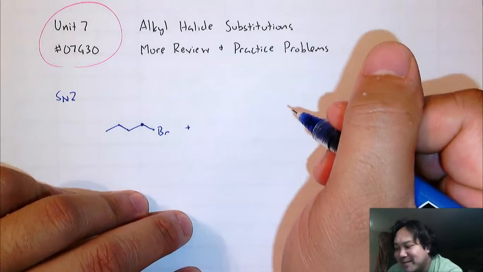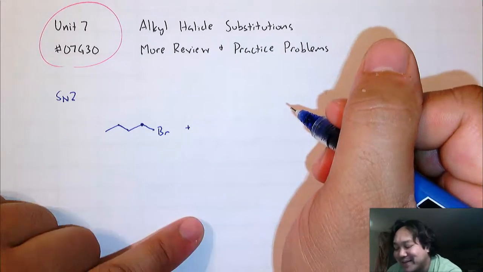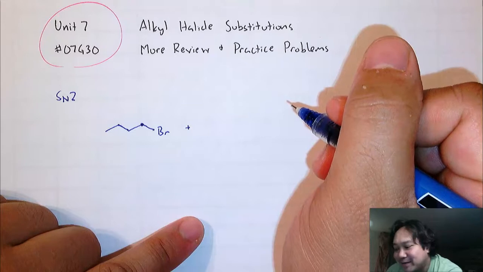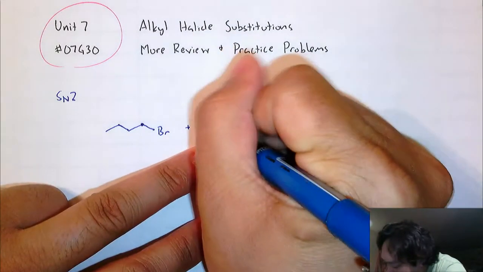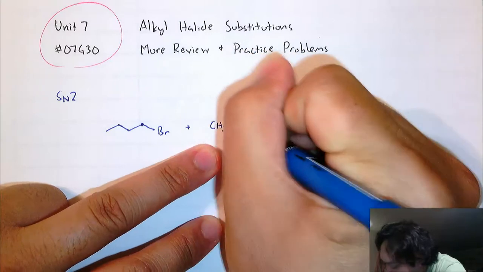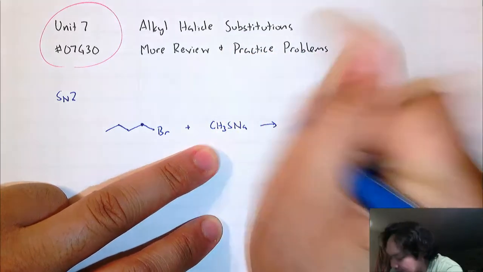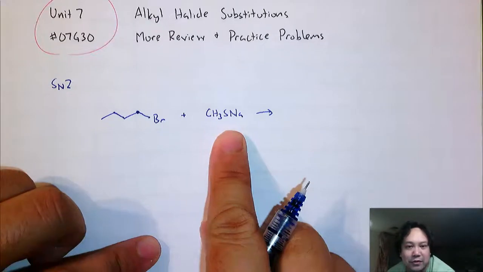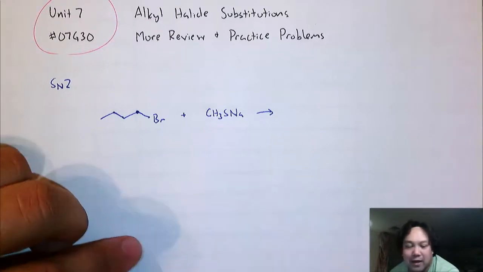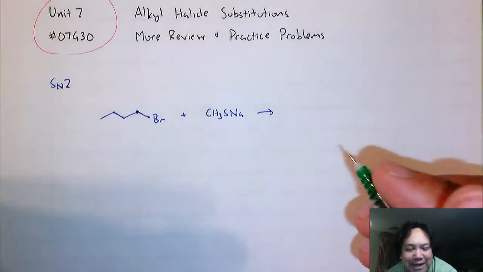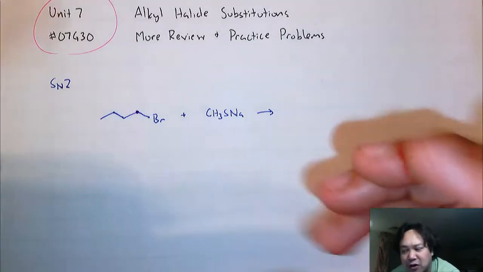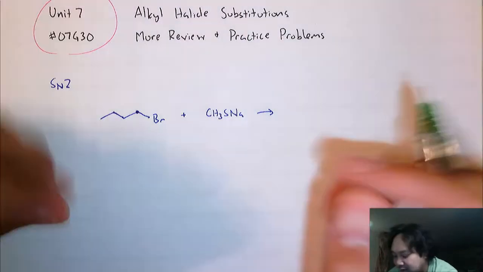I'm not going to use that. Oh, how about this? This is a good nucleophile. CH3SNa. Why do I think that's a good nucleophile? Anything that's anionic, for the most part, is going to be a good attacker because it has a negative charge and wants to neutralize it, right?